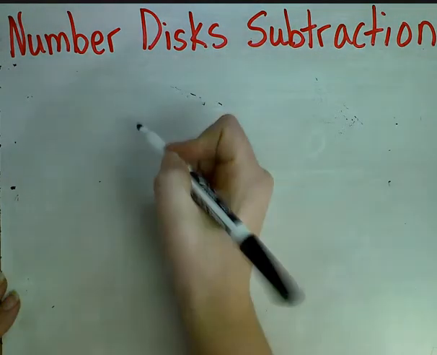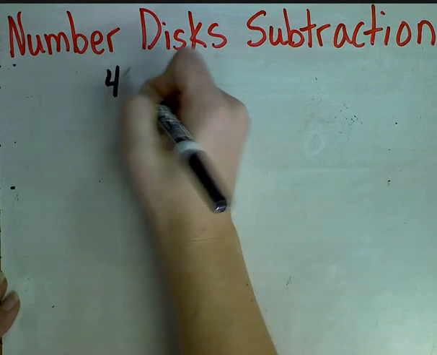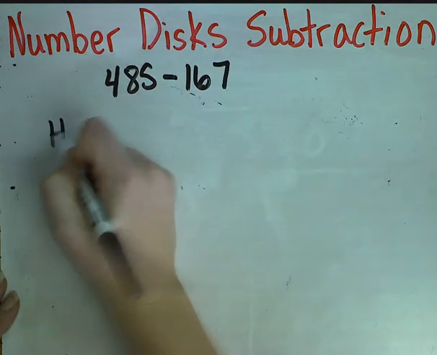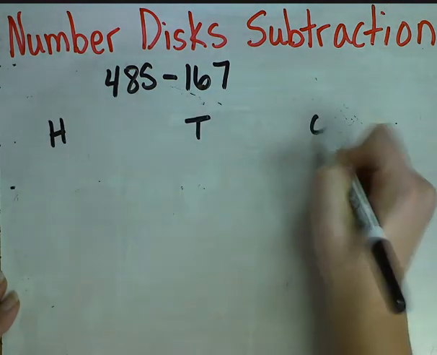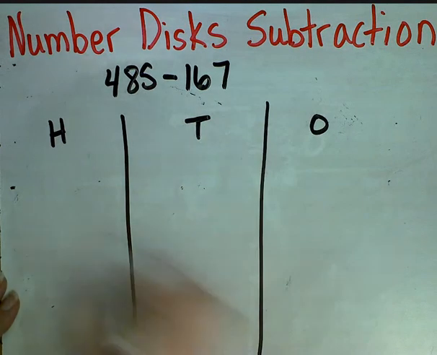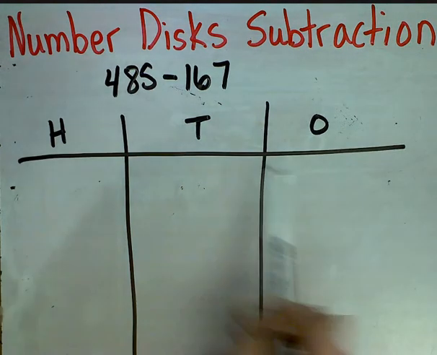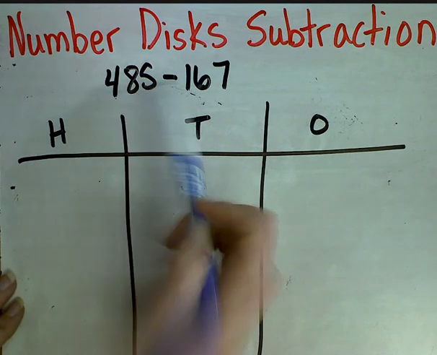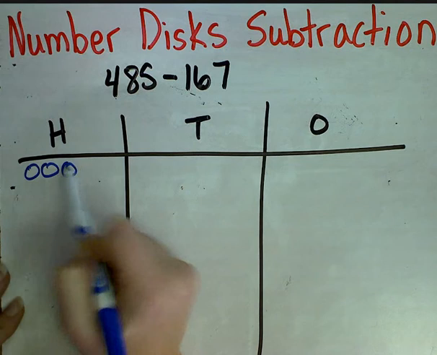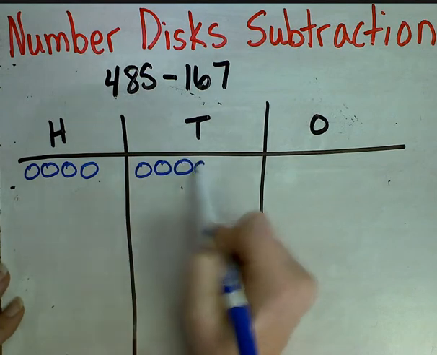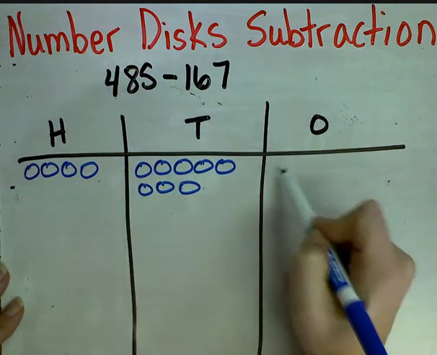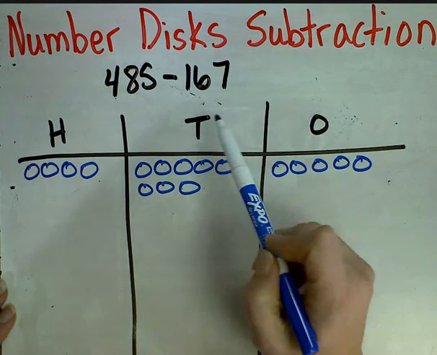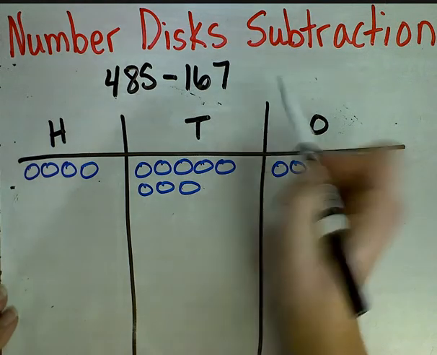In this problem, we're going to start off with 485 minus 167. We're going to draw our place value chart using hundreds, tens, and ones. And remember, for subtraction, we're only going to draw the number discs for that first number. So here it's 485. I have 4 groups of 100, 8 groups of 10, and 5 ones. Now I'm going to look at 167. I'm going to begin with my ones. In this case, 7 ones.